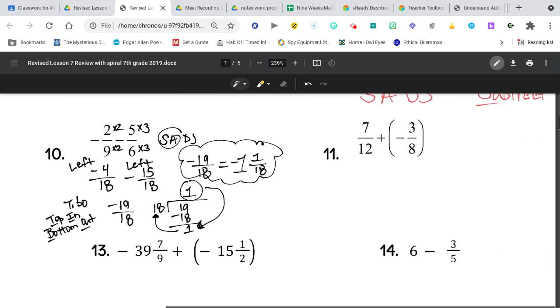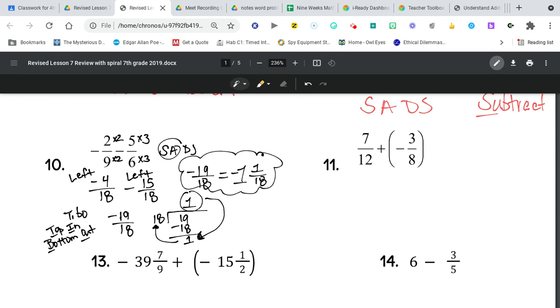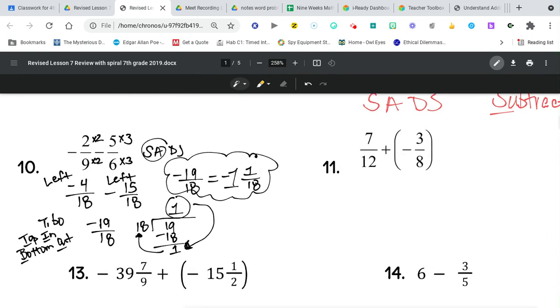All right, let's take a look at 11. On 11, the common denominator is 24. So I'm going to multiply this by 2 and that by 2. So it'll give me 14/24. 8 times 3 is 24. 3 times 3 is 9. So it's going to be plus negative 9/24.